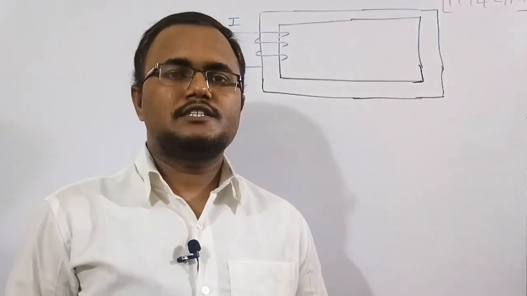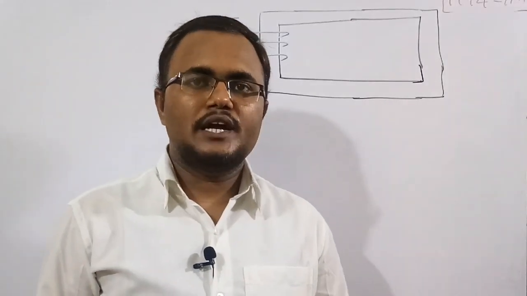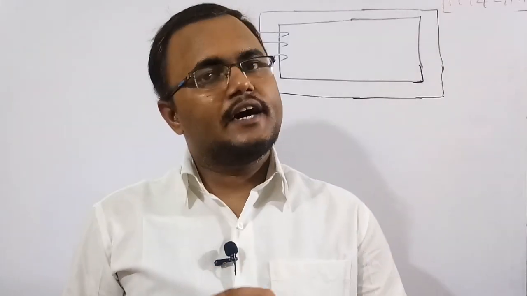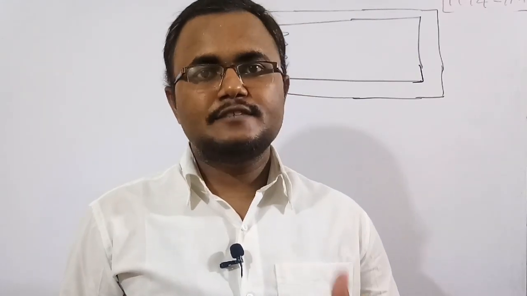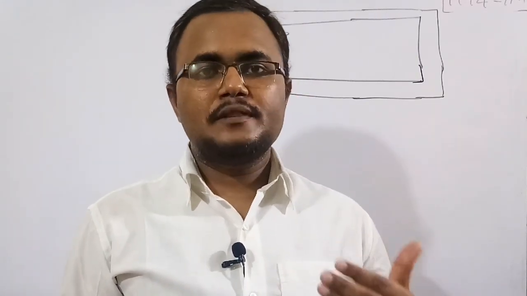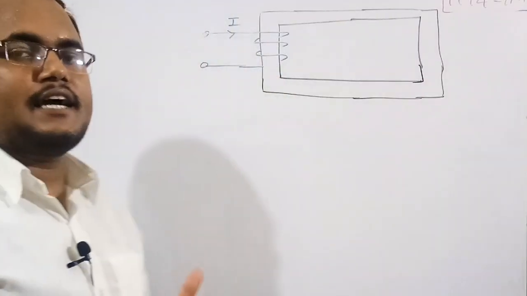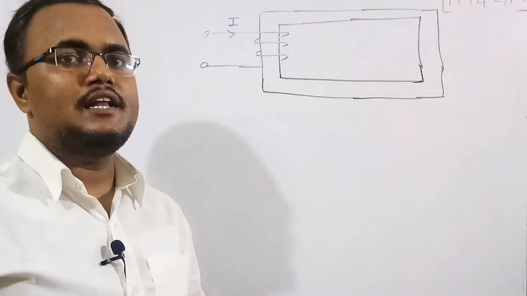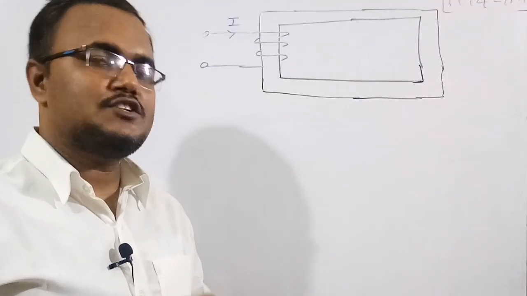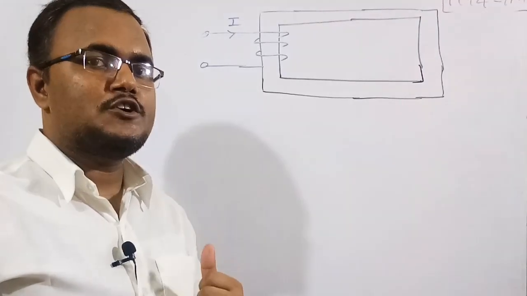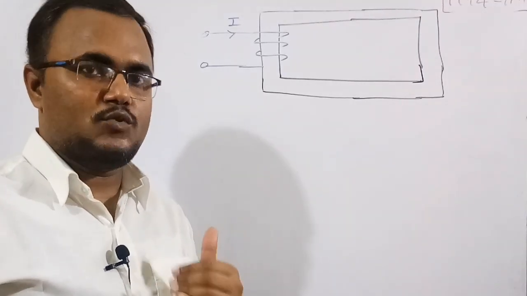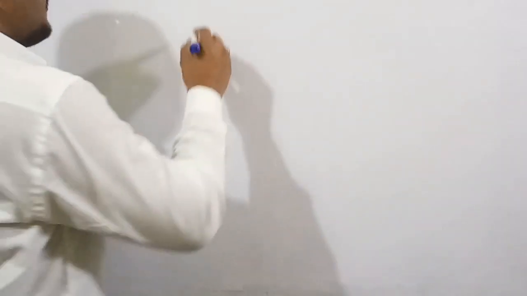Now what I am going to do is place a current carrying conductor in between a magnetic field. Then you will see what will be the direction of the force. Whenever we keep a current carrying conductor in a magnetic field, the conductor will experience a force. So we need to figure out what will be the direction of the force. See here, there is a magnet.